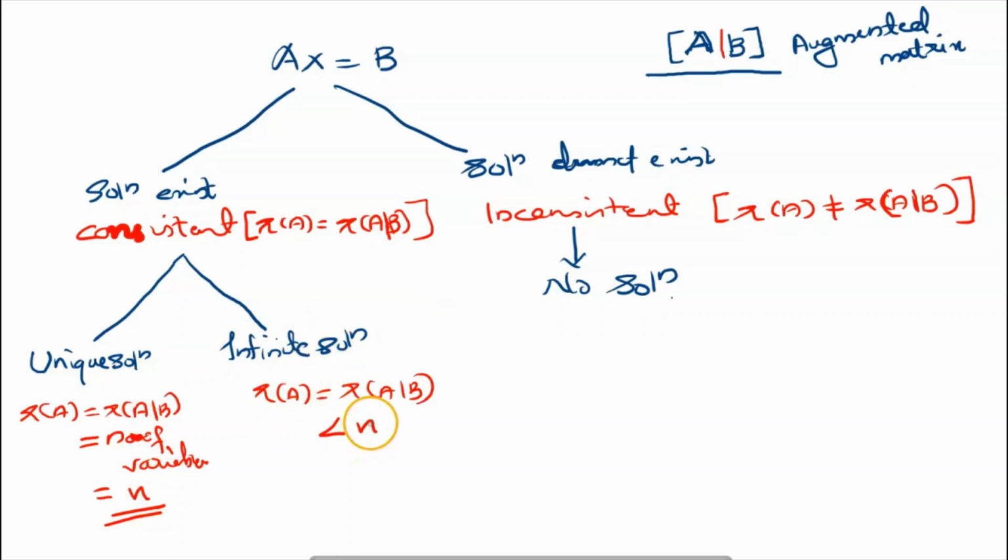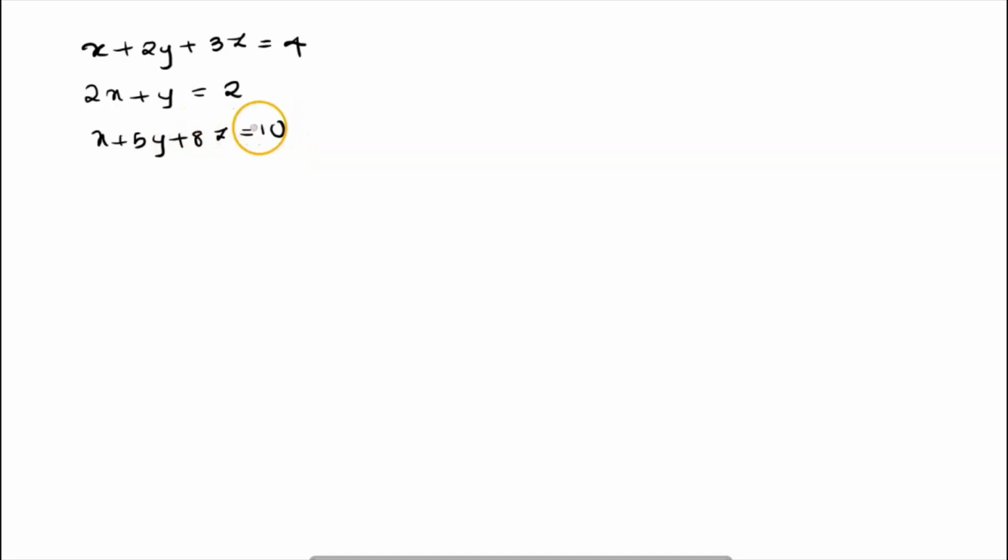So let's solve an example. Consider the system x plus 2y plus 3z is equal to 4, 2x plus y equal to 2, and x plus 5y plus 8z equal to 10. Consider this system. Now let's solve this system. First of all, we represent this system in matrix form as the coefficient matrix A.